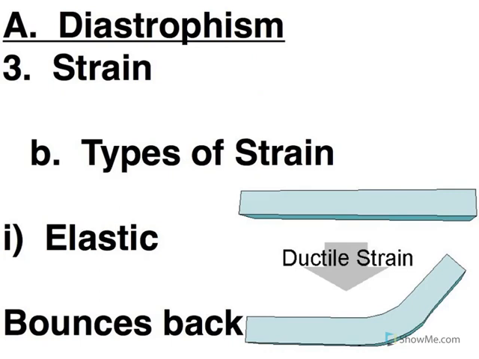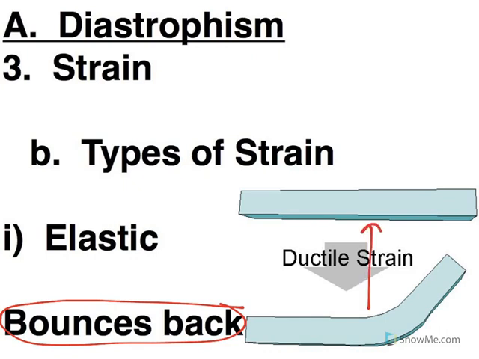So elastic is just like if you think of an elastic waistband or something, it's going to bounce back. So the rock is bent, but it goes back to its original shape. So this is typically going to be associated with a small force.